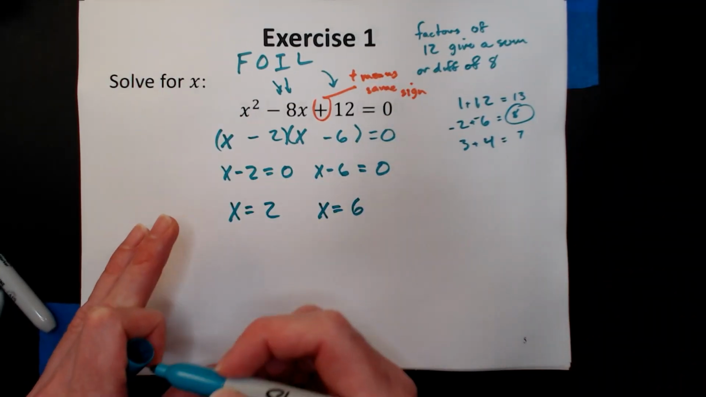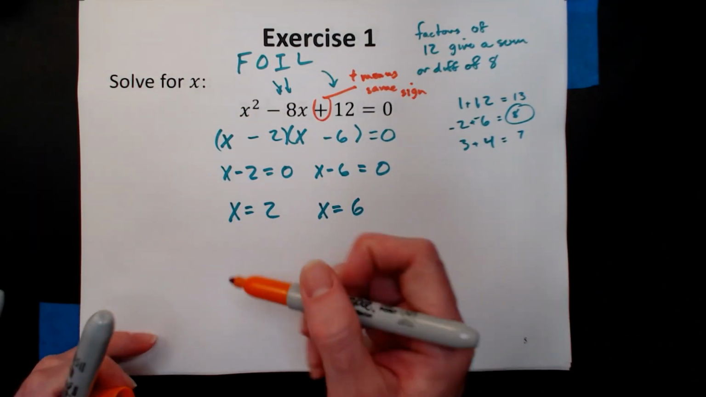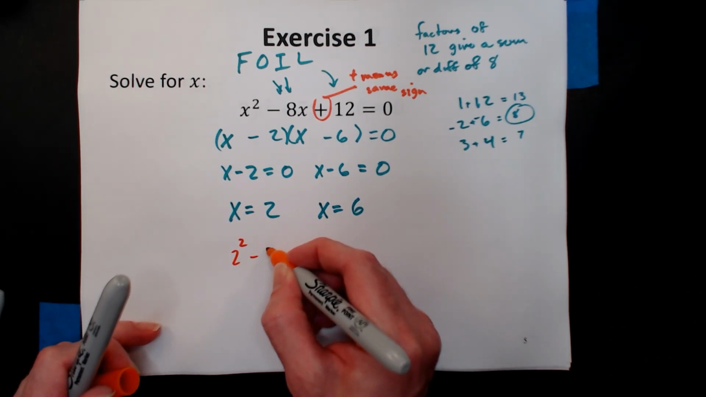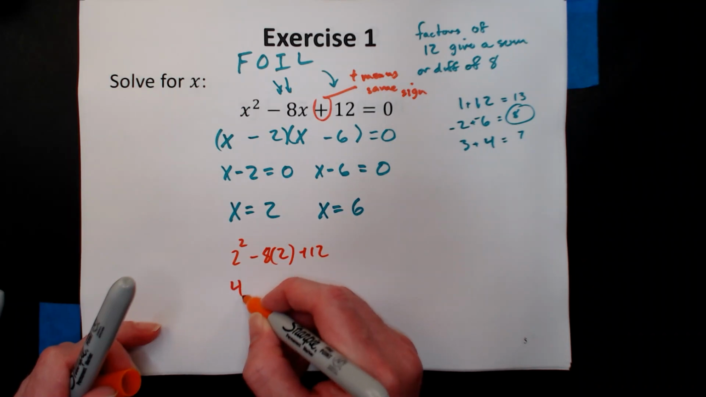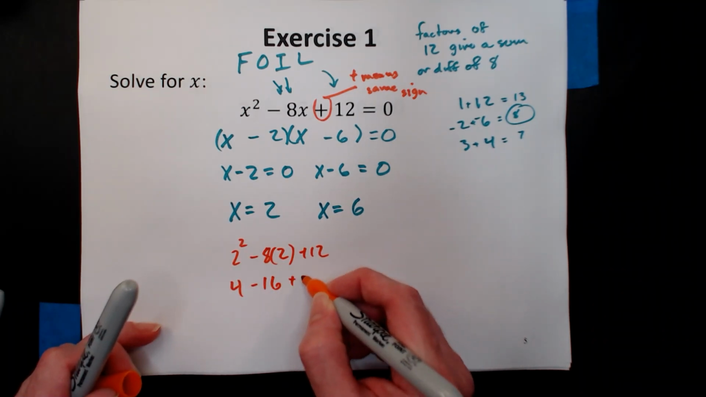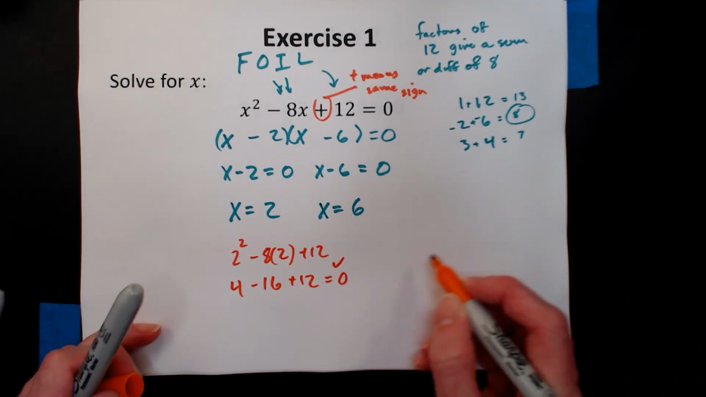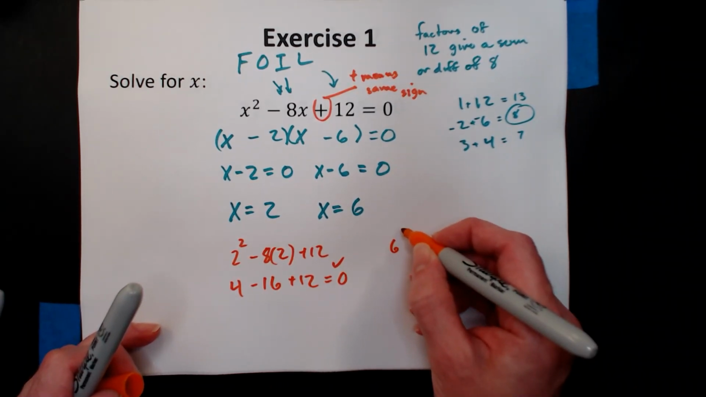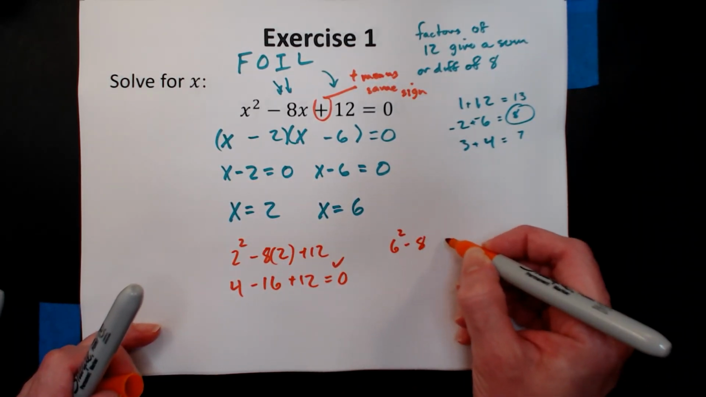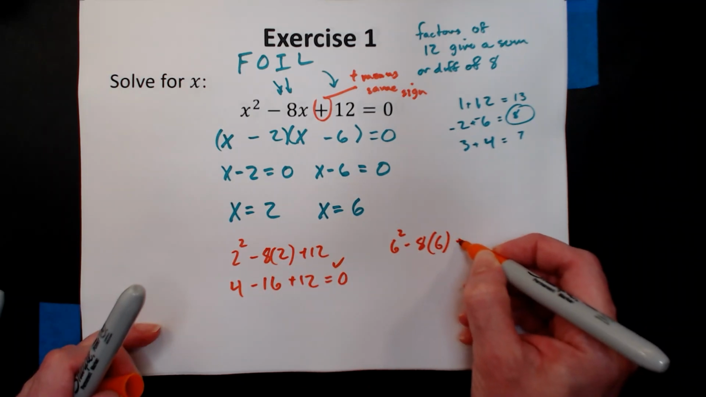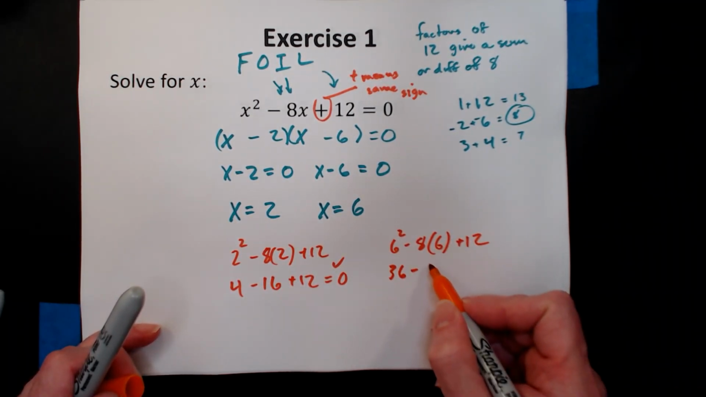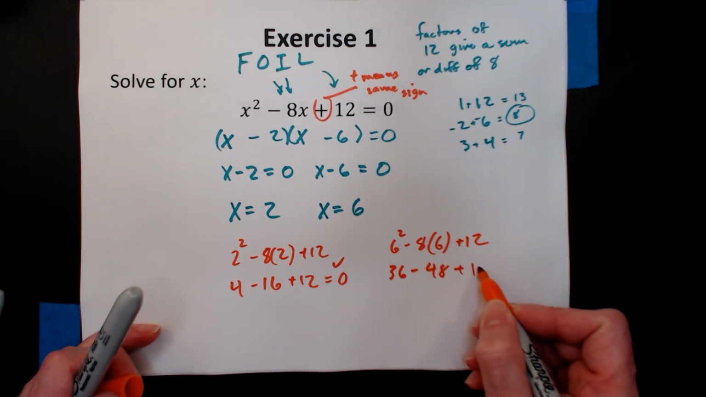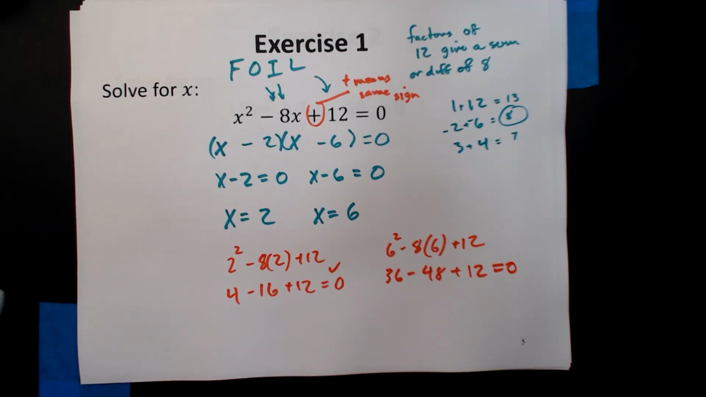For example, if you wanted to plug 2 in, you get 2 squared minus 8 times 2 plus 12. So that'd be 4 minus 16 plus 12. That equals 0. That checks out. And you can do the same thing for 6. 6 squared minus 8 times 6 plus 12. That would give you 36 minus 48 plus 12 is 0. That checks out as well.